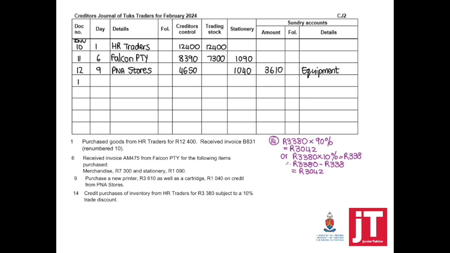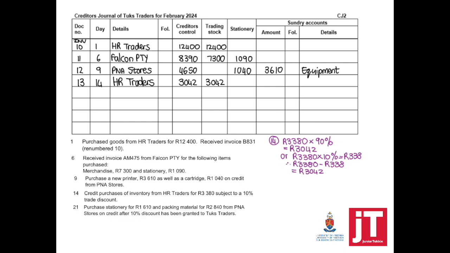To show this transaction, our next invoice number is number 13, which we've renumbered. On day 14, we purchase from HR Traders. Inventory is regarded as trading stock.